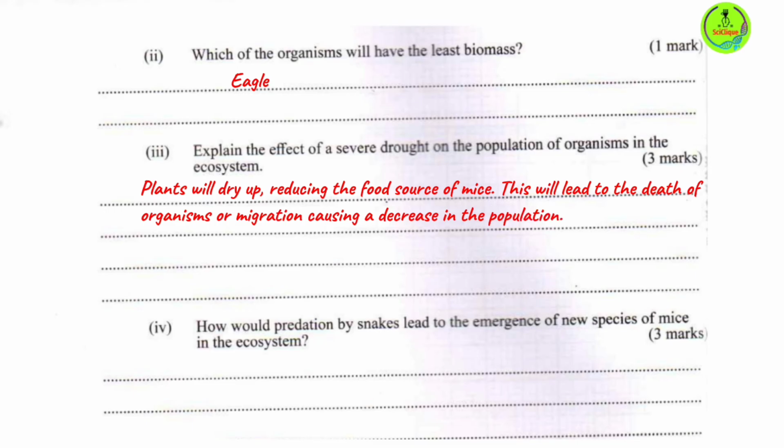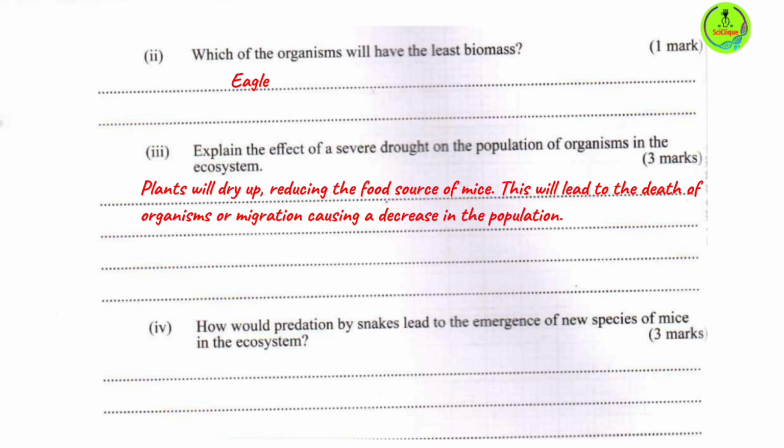So it's going to cause starvation of the mice. Why? Because their food source has been reduced. And of course, the organisms that follow afterwards are also going to be affected. So you're going to have the snakes and the eagles also affected. So the organisms are either going to die or they're going to migrate, move to other favorable habitats. This, of course, will ultimately cause a decrease in the population of the organisms in the ecosystem.